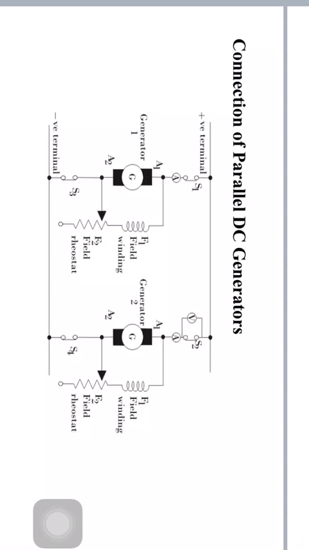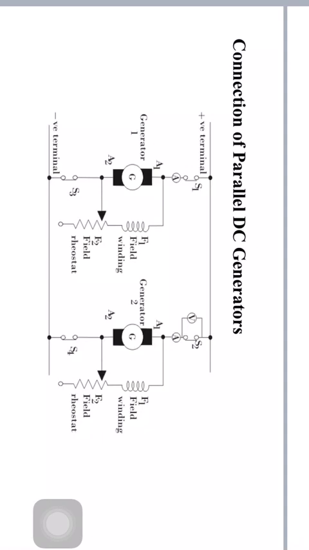The generators in the power plant are connected by heavy thick copper bars. Those are called bus bars. It has positive and negative terminals, and positive terminals of the generator are connected to the positive terminal of the bus bar, and negative terminals of the generator are connected to the negative terminal of the bus bar.